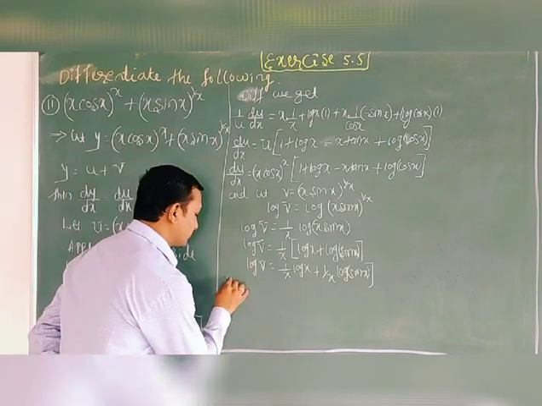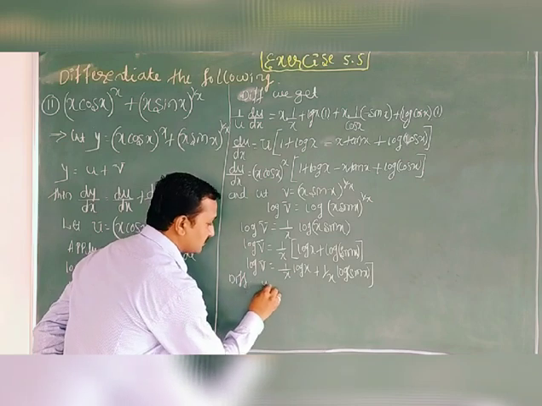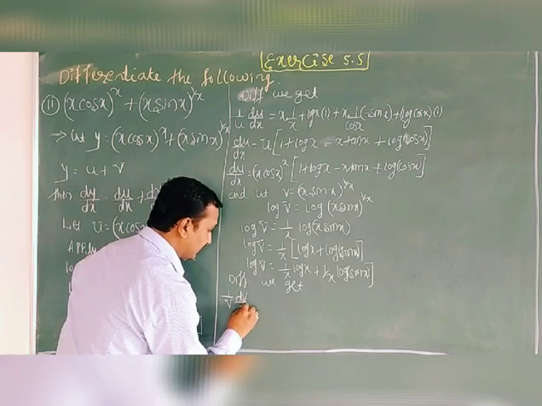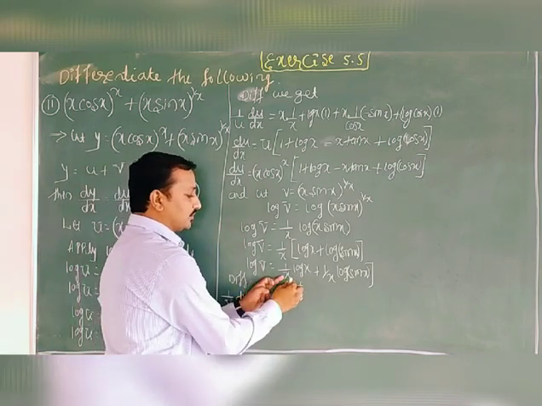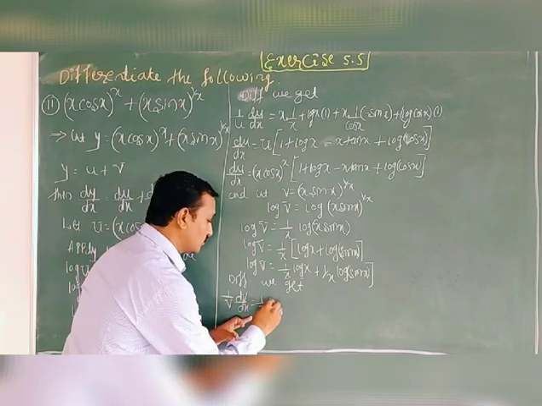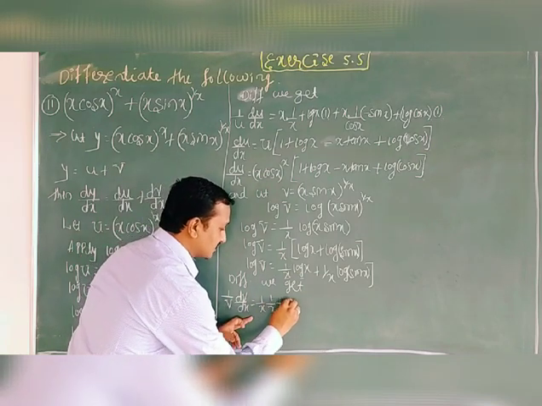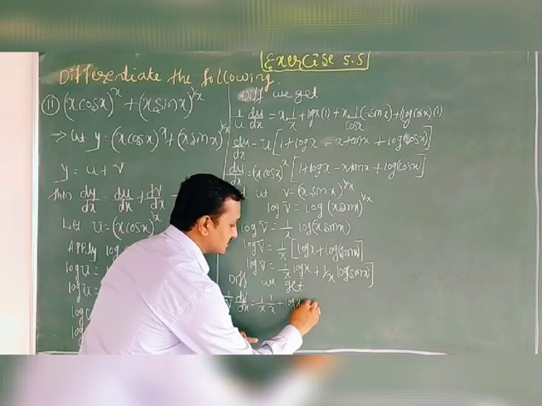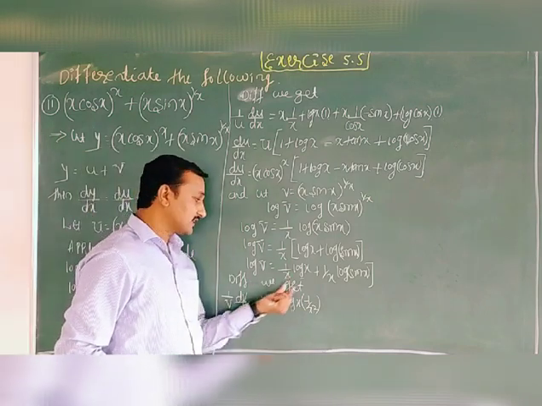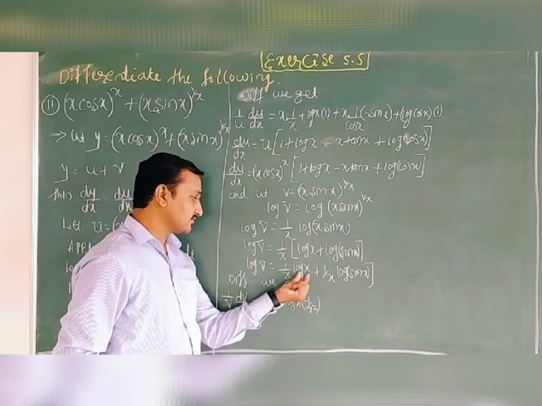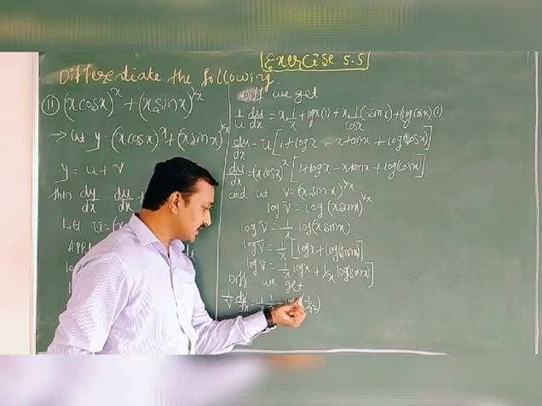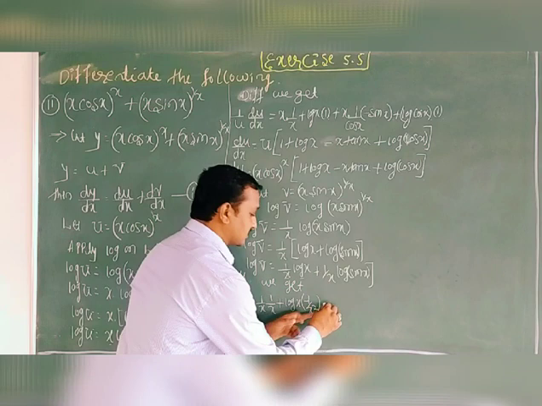Okay, then we differentiate this function. The derivative of log v is 1 by v into dv by dx, keep that as it is. Then this is of the form u into v, first function, second function. The first function, 1 by x, is kept as it is, then the derivative of log x is 1 divided by x, plus the second function, log x, kept as it is. The derivative of the first function, 1 by x, is minus 1 divided by x. Is that clear?